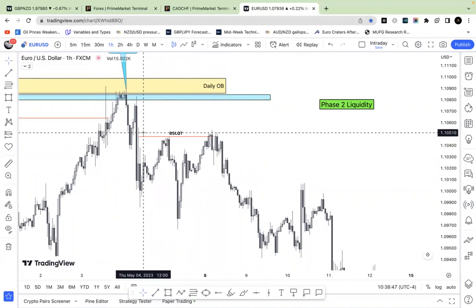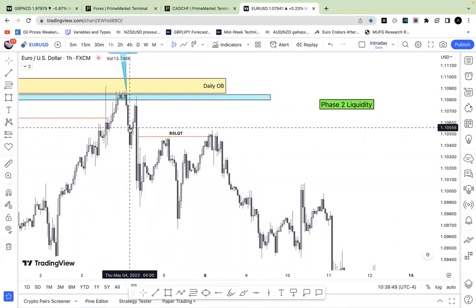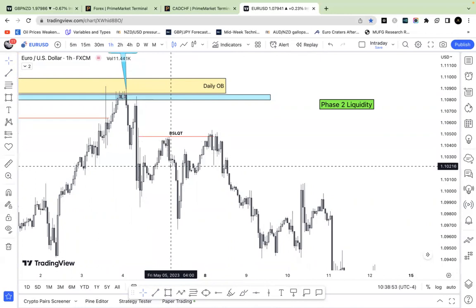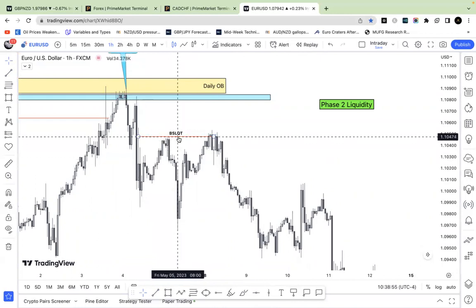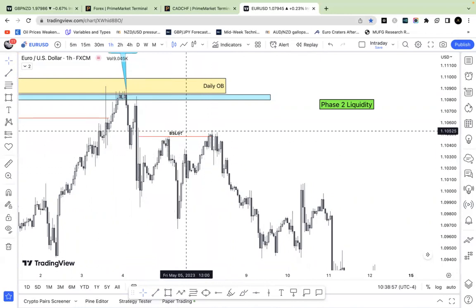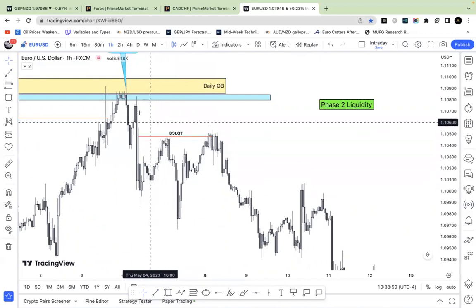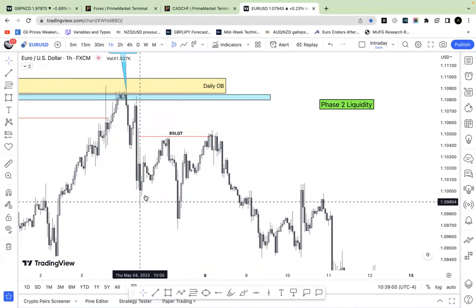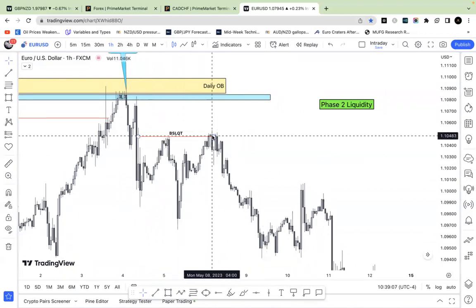Price resumed from there. I probably wouldn't have taken this because it didn't come and fill this imbalance, technically speaking, and it also didn't come mitigate this order block. Kind of went up and took out a high. You could trade it based on order flow, and like it took out a high. As you can see, this is within this dealing range. This is a major swing high right here that it took out. Major swing low, major swing high, major swing low, major swing high.